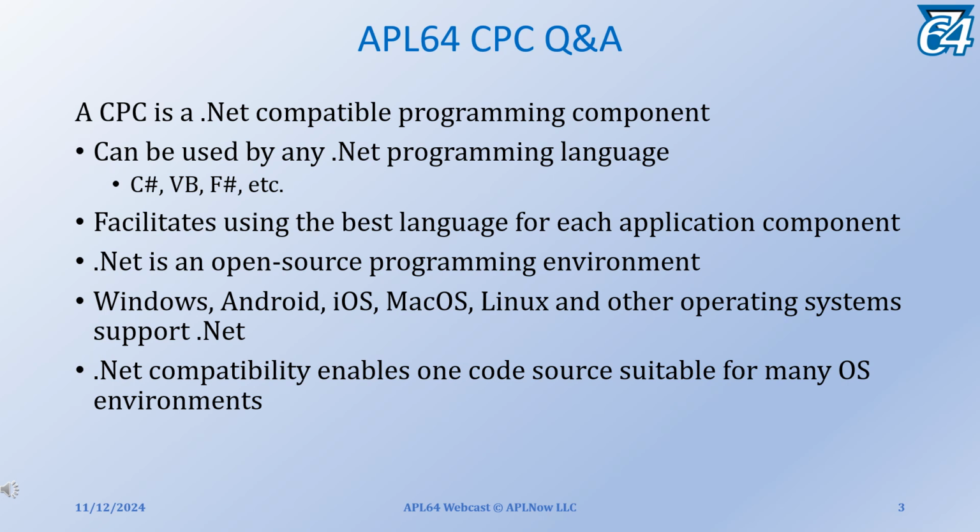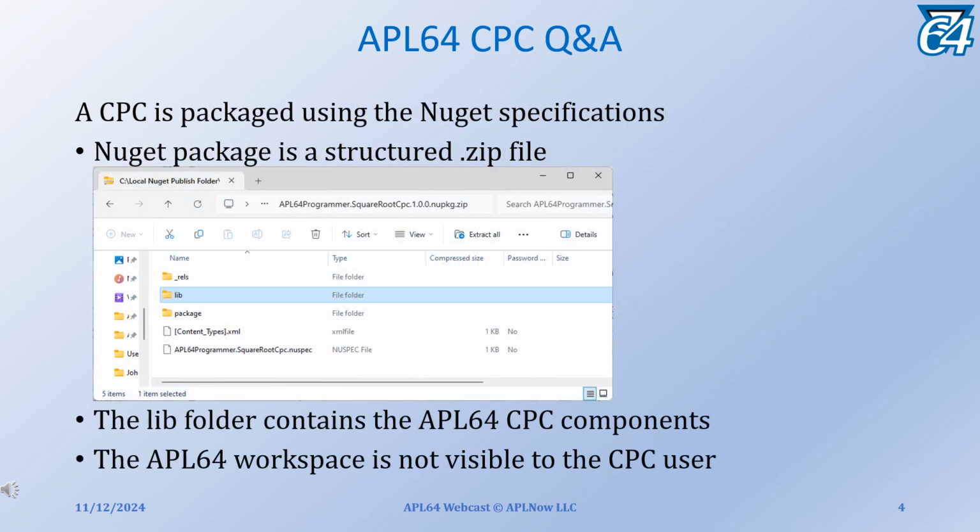APL64 CPC technology is designed for .NET compatibility, so that one code source is suitable across operating system platforms. Like many other application systems, APL64 is built using .NET. Peek inside a NuGet package by adding a zip file extension. The NuGet package file name indicates the version number of the package.